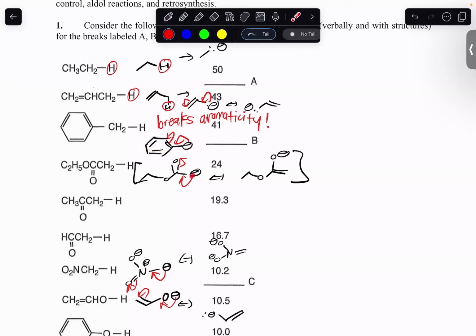But this is okay because it's at the alpha position, and when we draw the resonance structure, the negative charge is on oxygen as well, which is more electronegative. And it doesn't break any aromatic system.